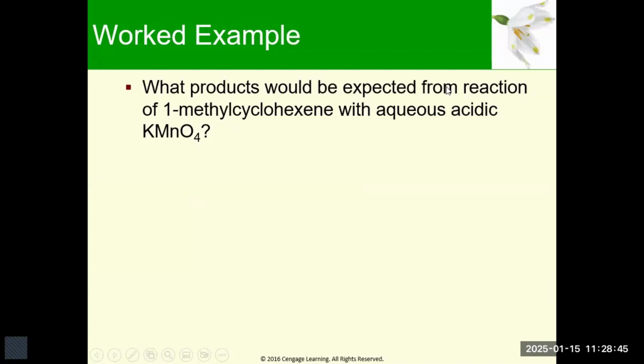All right, so the worked example: what products will be expected from the reaction of 1-methylcyclohexene with aqueous potassium permanganate? So let's just practice drawing this structure. So we have cyclohexane with 1 methyl group on the one. All right, and we're going to treat this with potassium permanganate in an aqueous solution. So let's go to the answer.